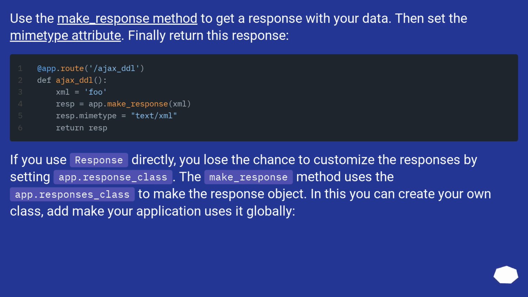If you use response directly, you lose the chance to customize the responses by setting app.response_class. The make_response method uses the app.response_class to make the response object. In this you can create your own class, and make your application use it globally.